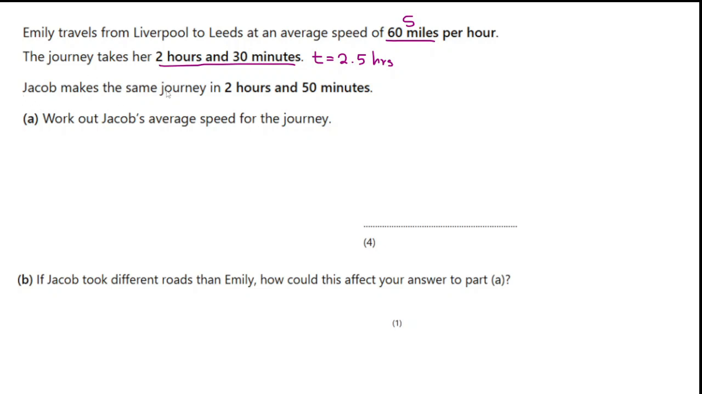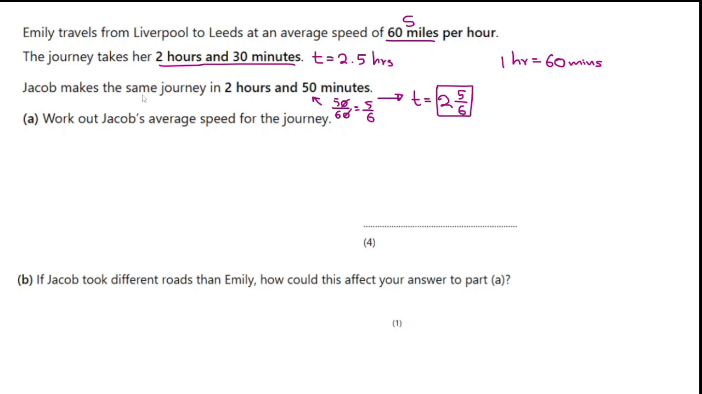Jacob makes the same journey in 2 hours and 50 minutes. Now, I know 1 hour is obviously 60 minutes. So, 50 minutes in hours, I can easily do 50 divided by 60, which is 5/6. Now, the total time taken by Jacob should be 2 hours and 5/6 of an hour. I'm going to write it as a fraction, 2 and 5/6.